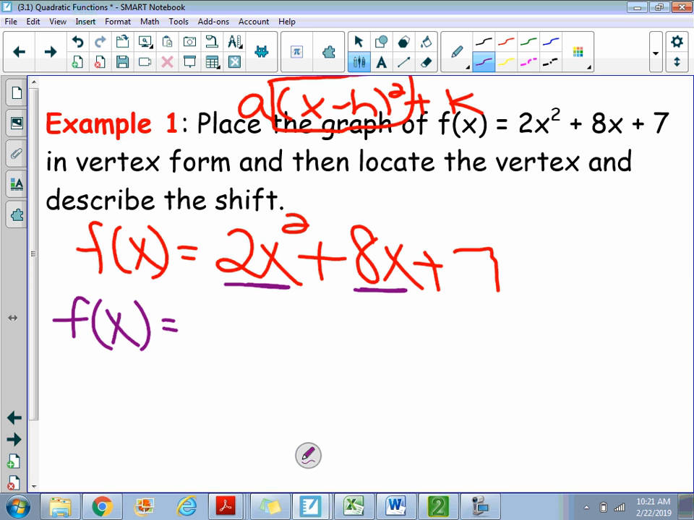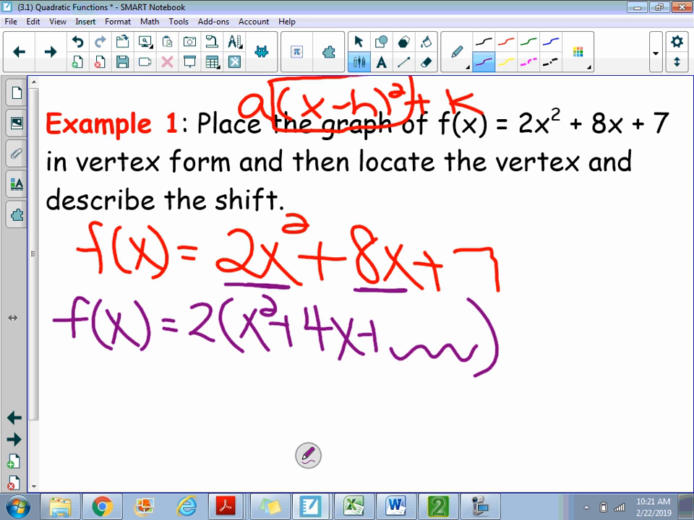So I'm going to remove the 2 from here and here, which means essentially I'm going to factor that 2 out. Okay, you still with me? So when I factor that 2 out, I'm left with 2 times X squared plus 4x right now. For completing the square, remember our magic number. Now, before we get to the magic number, 7 is still here, right? I still have my plus 7.